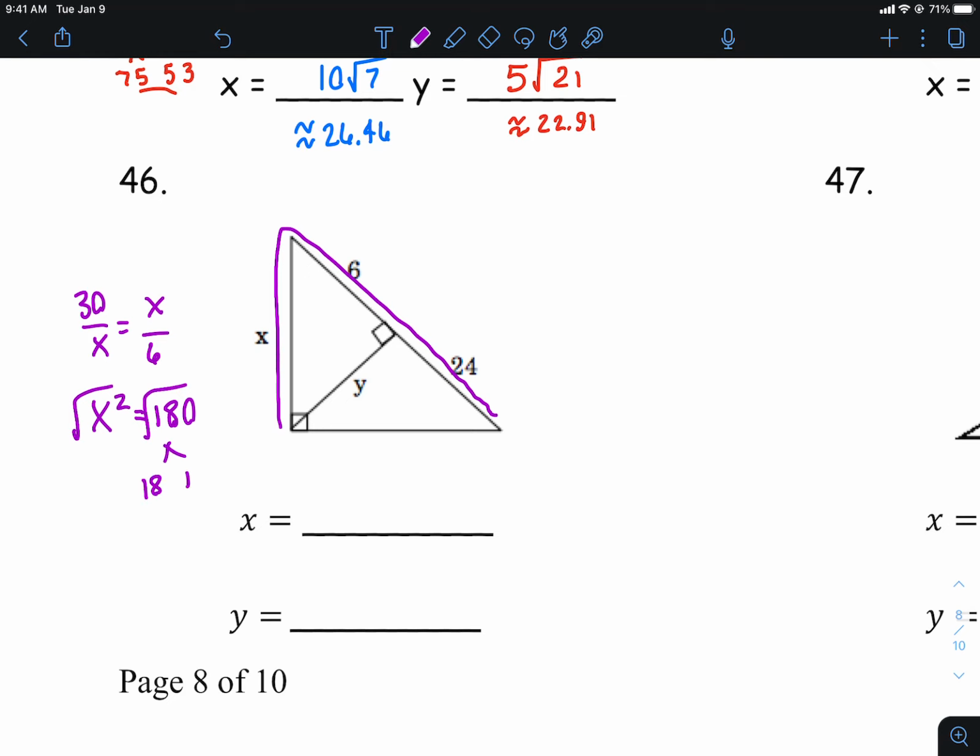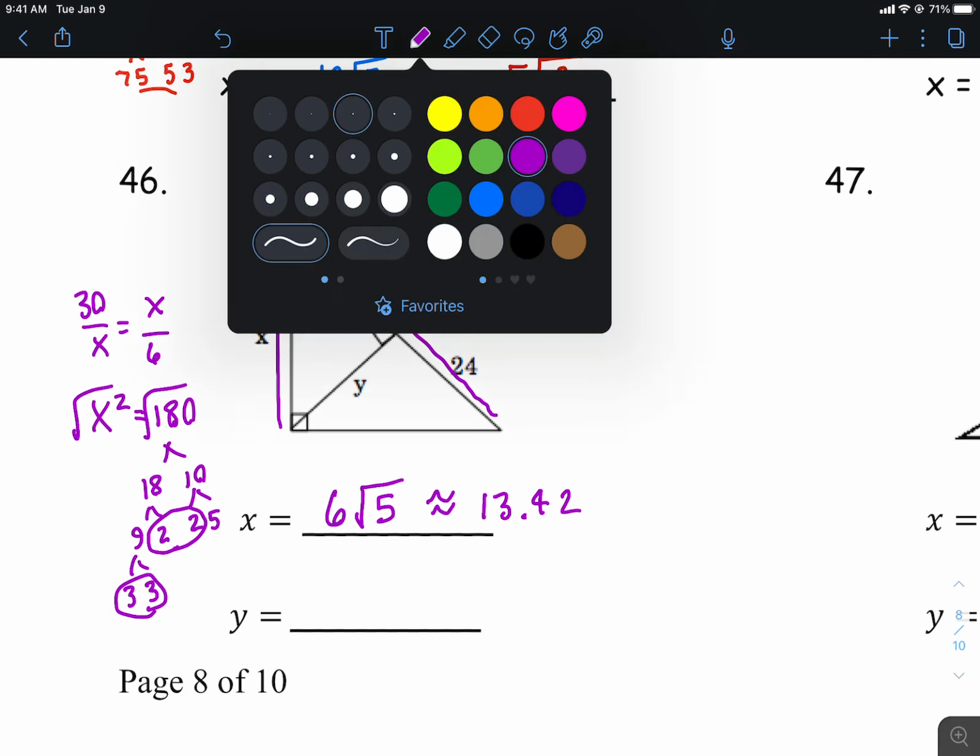I can go 18, 10, you can go 2 and 5 there. 18, I guess you can go 9 and 2, and then you can go 3 and 3. Got a pair of 3s and a pair of 2s, so that'll get you 2 times 3 is 6, and then you'll have the leftover 5. Then if you want your decimal approximation, the square root of 180 is going to be about 13.4. 13.42, I guess, if you were to round properly. So that's the boomerang right there.